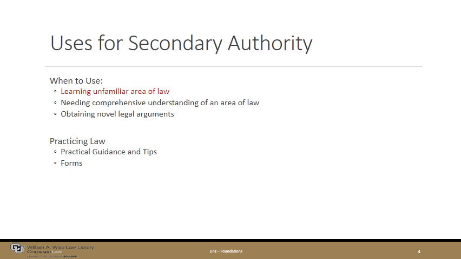And you can use it too to find novel legal arguments, or to find insights into area of law which isn't particularly obvious. It can also help us when we're practicing law. Some secondary authority is written for practitioners. It provides practical guidance and tips, checklists, and forms, so the practitioner can quickly come up to speed in a particular subject area and know how to proceed with either creating documents or doing filings, etc.